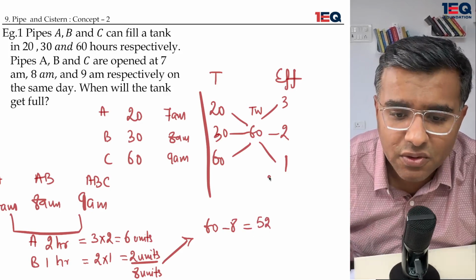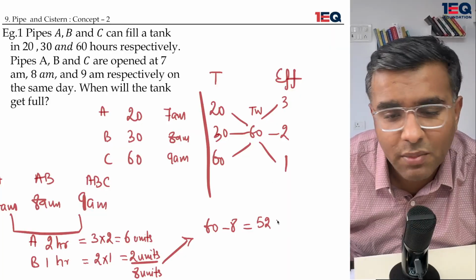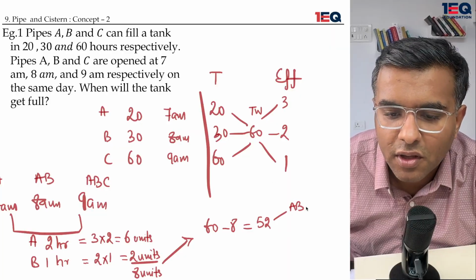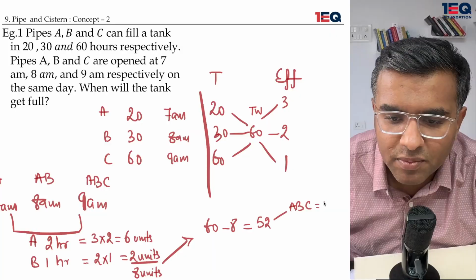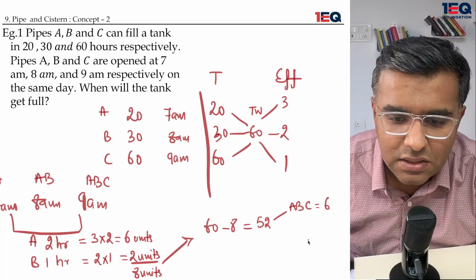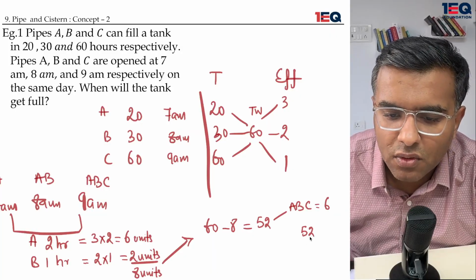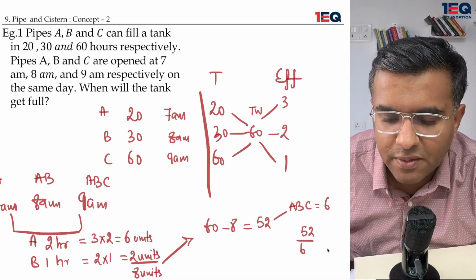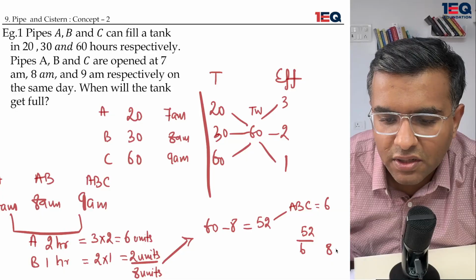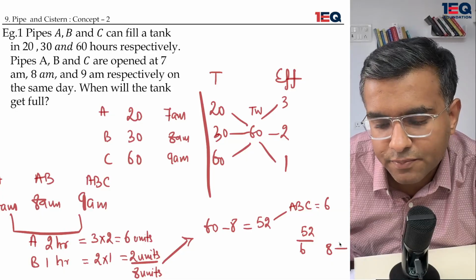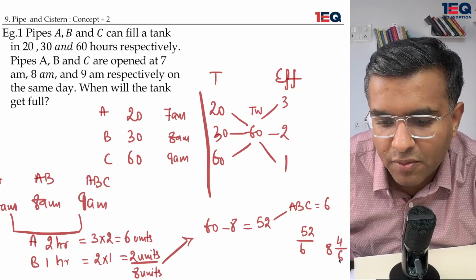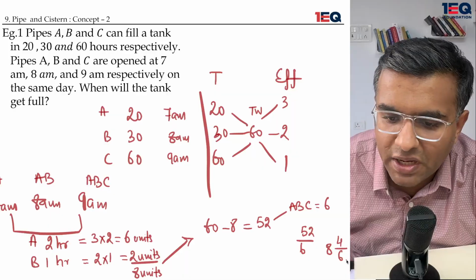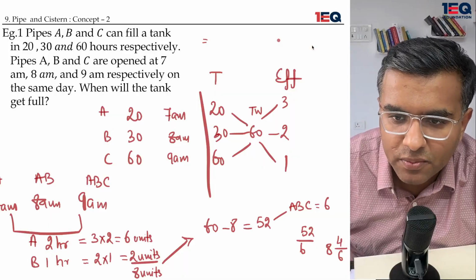This 52 units of work was done by A, B, and C together. The efficiency of A, B, and C when added up comes out to be 6. So 52 divided by 6 gives me 6 8s are 48, and 4 is left behind upon 6. This comes out to be 8 2 by 3.